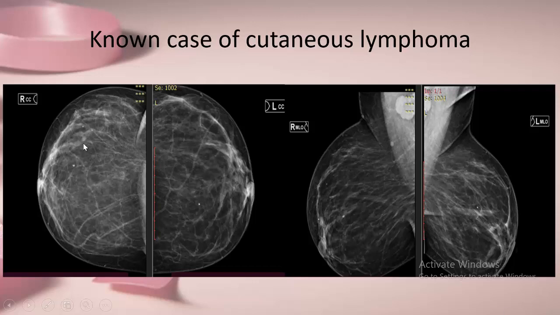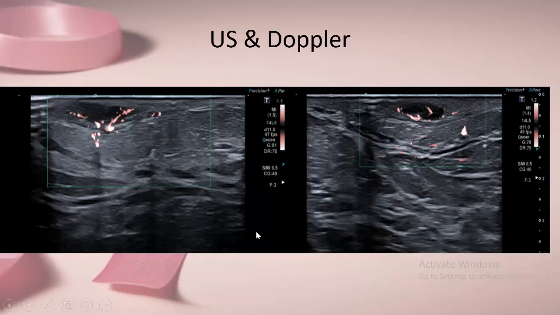There is a scattered macrocalcific foci, but there is no parenchymal lesions or parenchymal distortion seen. Then we got the patient for ultrasound, and that was the appearance. Thickened skin with hypoechoic areas inside. First we thought that they are collections, but when you put Doppler, there is vascularity inside.